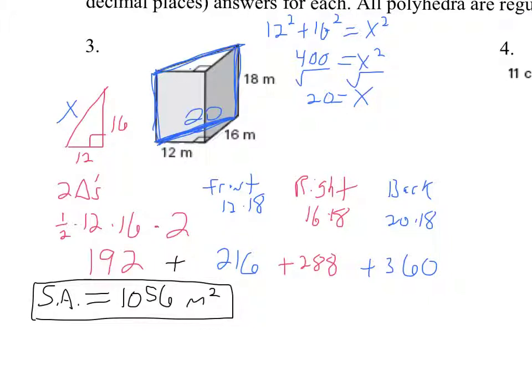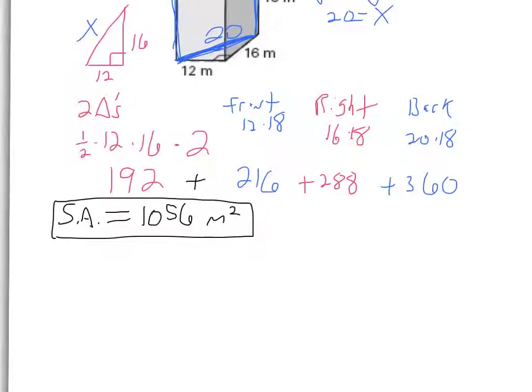Now, let's switch over and talk about volume. Volume is how much is on the inside. You know, if you were going to fill this with water, if it were a hollow prism and you were going to fill it, how much could you put in there? Or if you were going to fill it with 1x1 blocks, 1x1 cubes, how many cubes could you fit inside here?